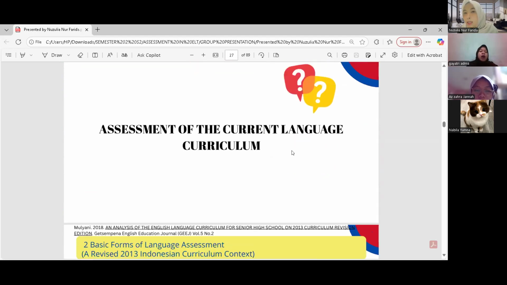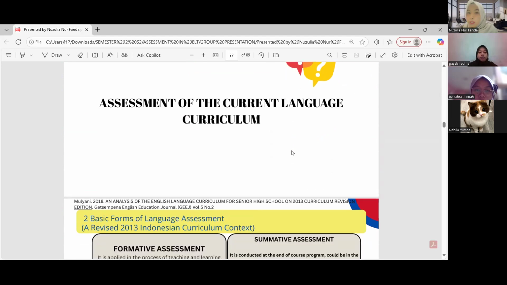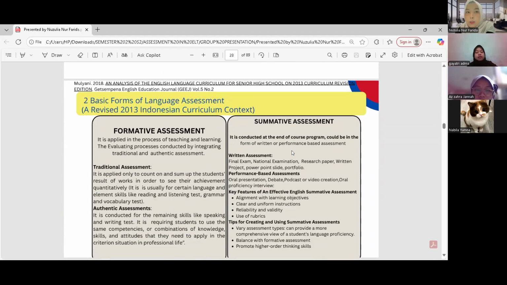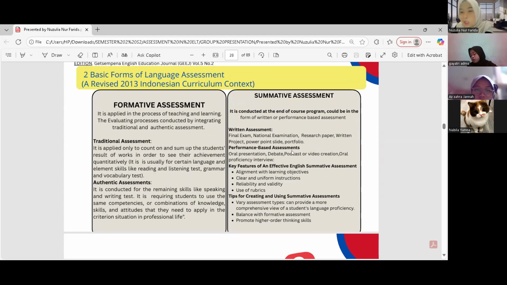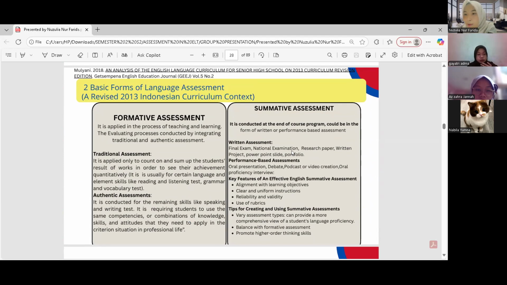And then for assessments of the current language curriculum, two basic forms of language assessment in Indonesia are formative assessment and summative assessment. For summative assessment, it is usually conducted at the end of the course program. It can be through written assessment or performance-based assessment. For written assessment, it can be through a final exam, research paper, written project, PowerPoint slide, or portfolio.